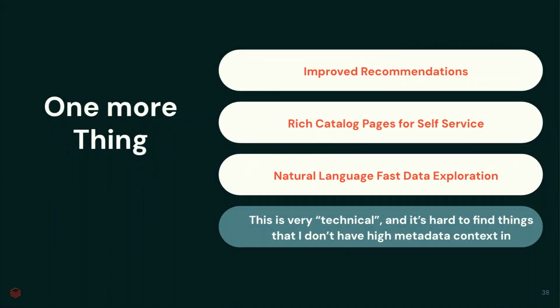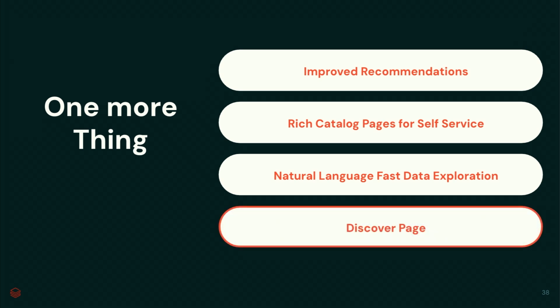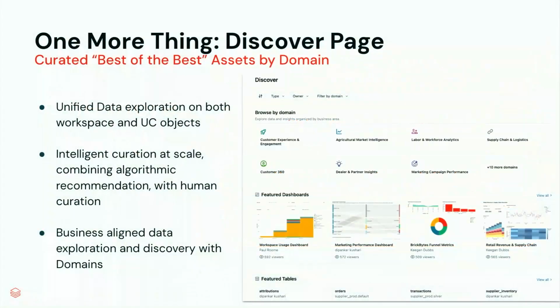So I think there's one more thing that I'd like to share, which some of you might have seen already announced during the keynote. We've heard a lot of customer feedback around how our current Unity Catalog interface is very technical. It's really built around hierarchies, and it's not really designed for exploratory search, but rather you have to know what you're looking for to get to the right things. So we have introduced the Discover page to try to solve that problem.